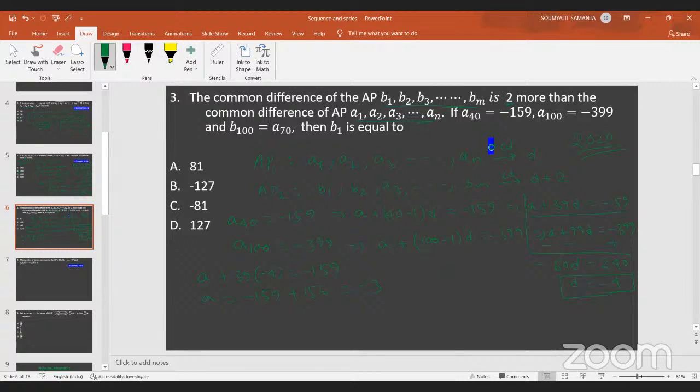So A becoming A is minus 3. Yes or no? Yes, sir. A is minus 3. So in the first AP, this was A1. We'll write A1, otherwise we'll get confused. So I will write A1 as the first term. So A1 is becoming minus 3. A1 is minus 3.